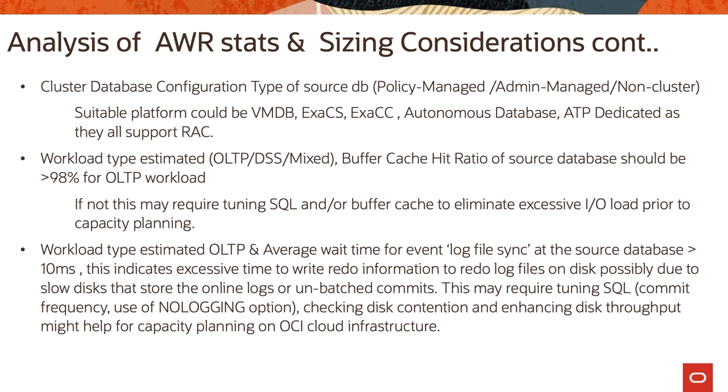One of the goals is to look at whether the buffer cache hit ratio of the source database is more than 98% for an OLTP workload. If that is not the case, then you might need certain tuning, or you have to factor in the buffer cache, to eliminate excessive IO load prior to capacity planning.